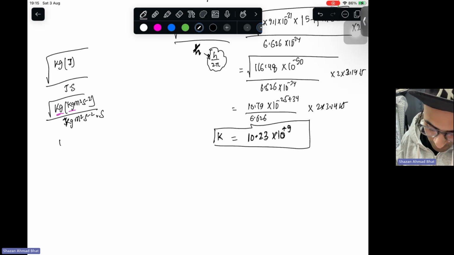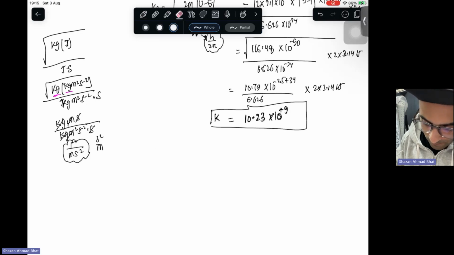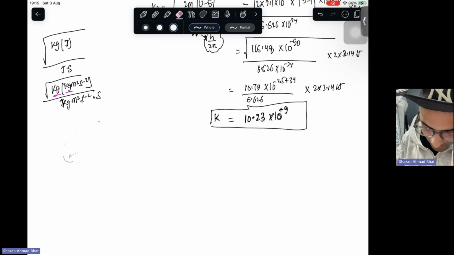So you will get from the root kilogram meter second divided by kilogram meter square second square into second. Second goes, kilogram goes, meter goes. You are left with 1 over meter second square. So this is the unit of this particular thing, second square per meter. I think we messed up somewhere in the units, maybe.